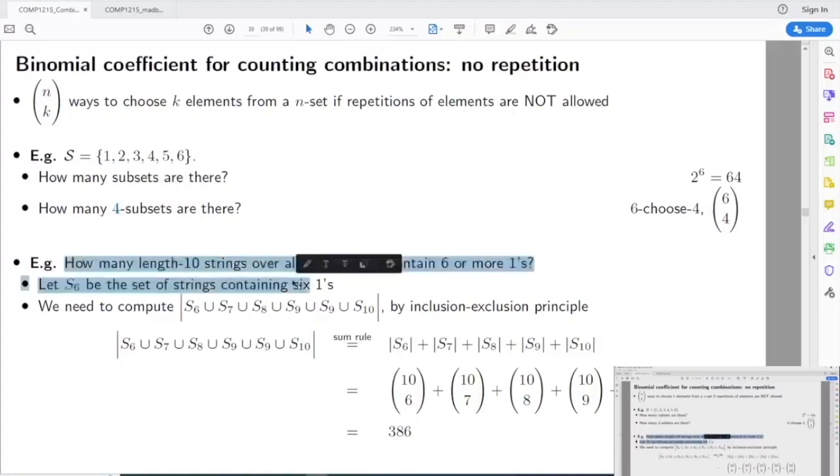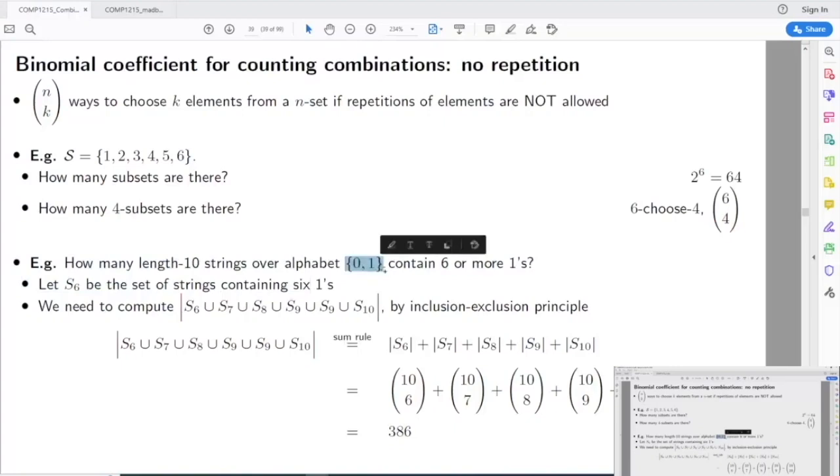Now here's another example. I have 0, 1. That means this is my alphabet. I only have 0 and 1. There's no 2, there's no 3, there's no ABC, question mark, dollar sign, no. And now I want to form a length 10 string. That means 10 empty boxes. Inside the boxes, they are 0 or 1. But I have a condition: you need to have more than 6 ones. Then you can say this length 10 string has exactly 6 ones, 7 ones, 8 ones, 9 ones, 10 ones.